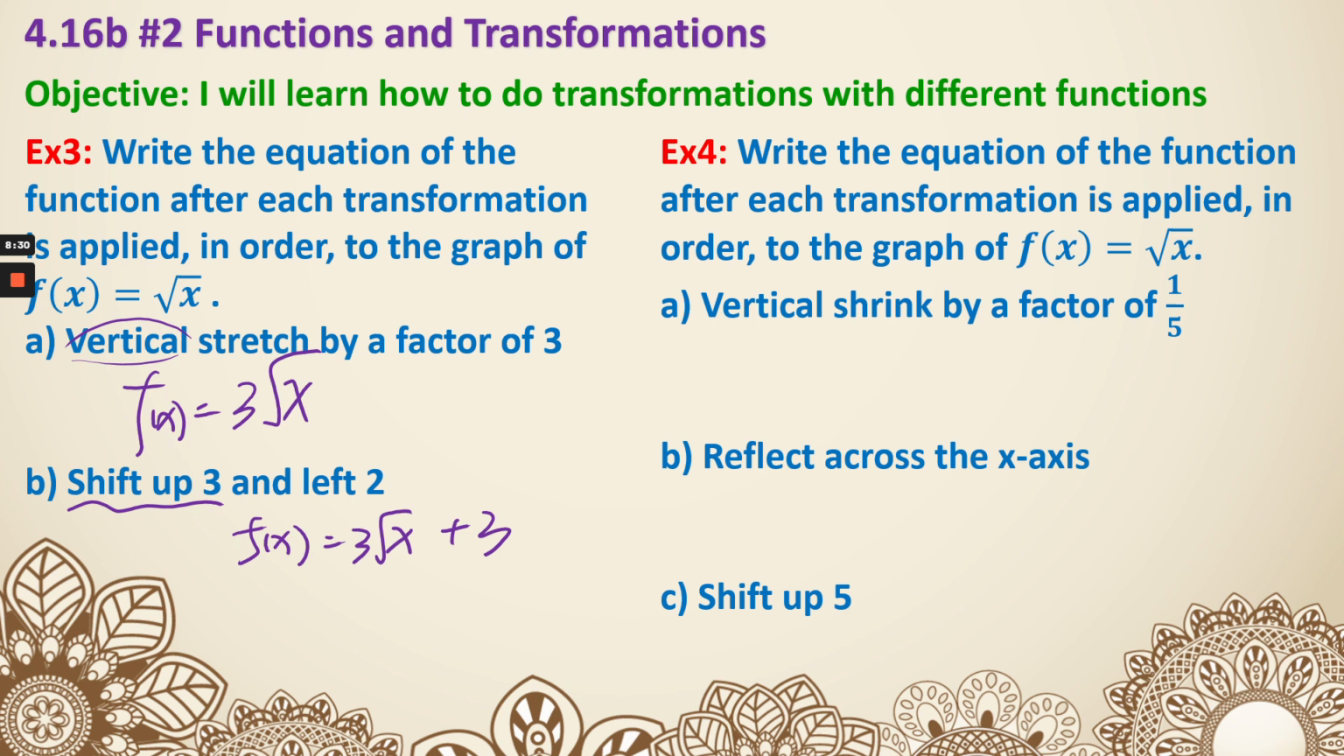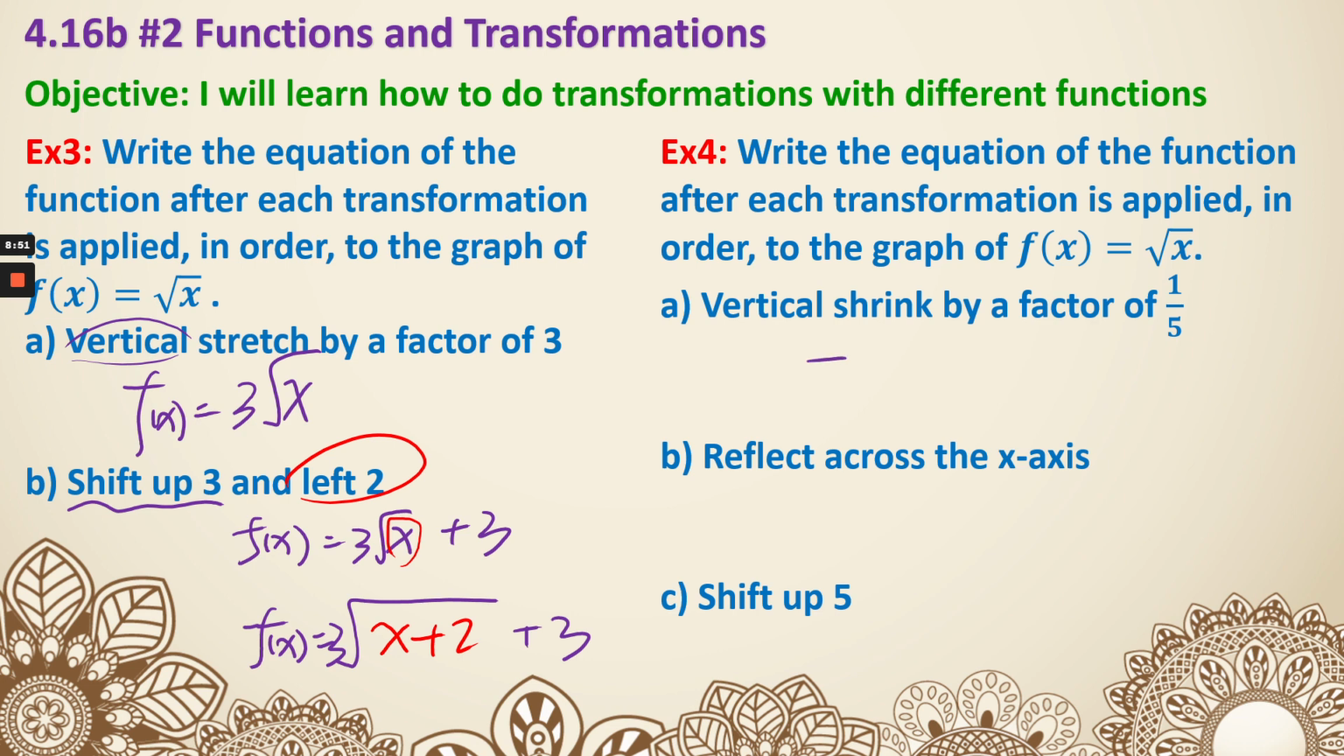Then lastly, we have left 2. That is going to happen on the x. Remember, horizontal is opposite, so left is actually a plus. And we still keep everything else. F of x there, and then square root of x, 3 is there, and the plus 3 is on the end. That's example 3. Next, example 4.